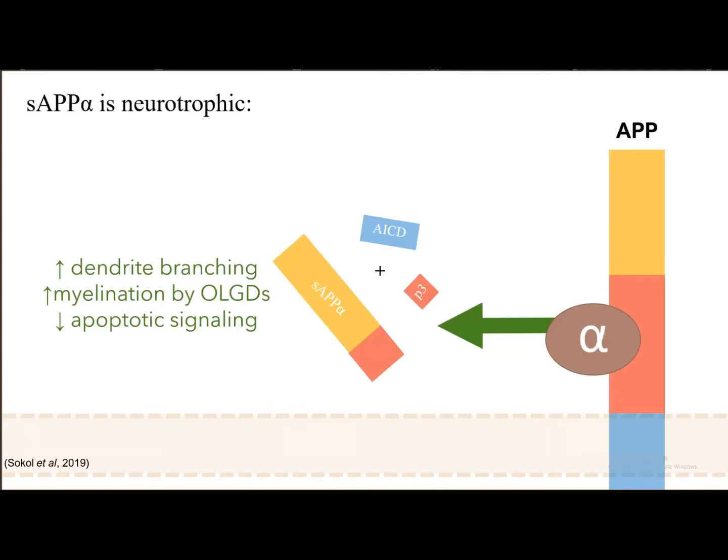You give it in the good guys. It's neurotrophic. It increases myelination. It facilitates the branching of dendrites, and it basically opposes apoptotic signaling in neurons.